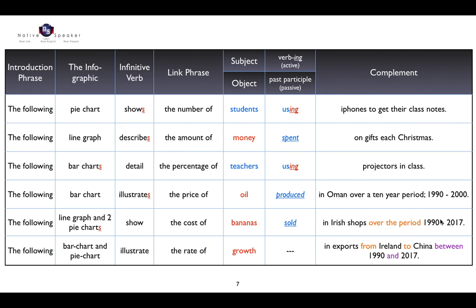The following line graph and two pie charts show the cost of bananas sold in Irish shops over the period 1990 to 2017. And we use a little dash there. The following bar chart and pie chart illustrate, because this and this together is a they, so they illustrate the rate of growth, and here there was no verb, in exports from Ireland to China between 1990 and 2017.